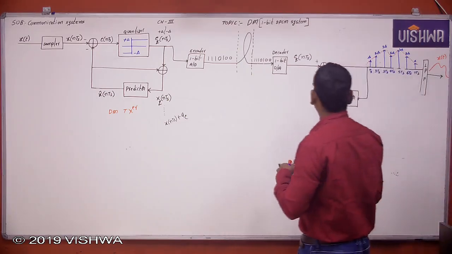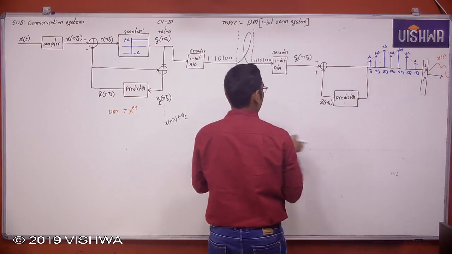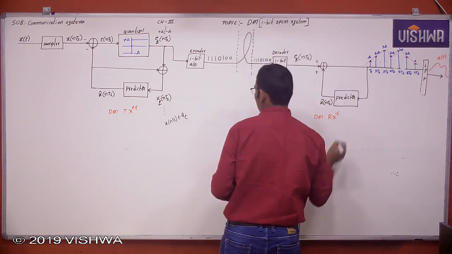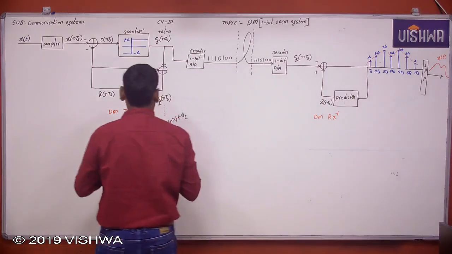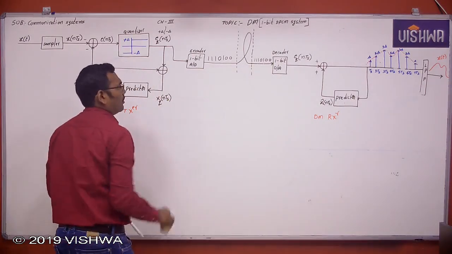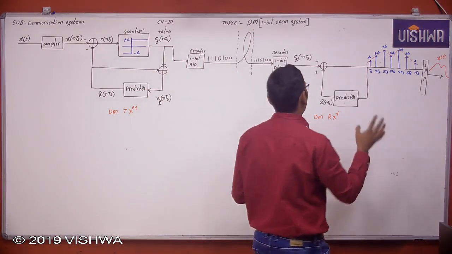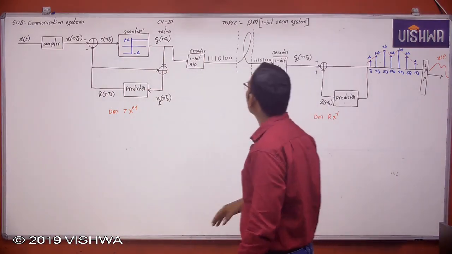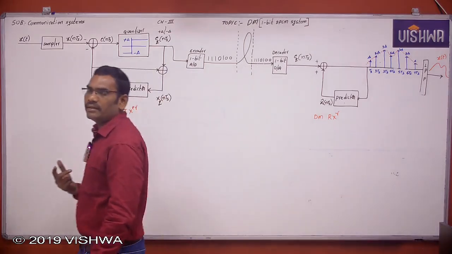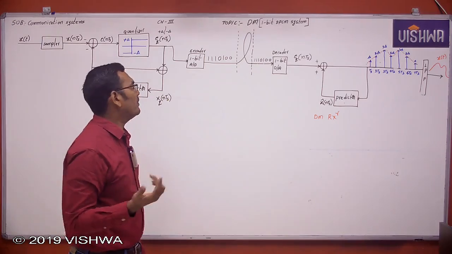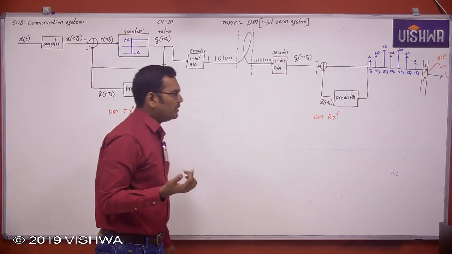This is the delta modulation receiver. This is the delta modulation transmitter. Clear or not? Here, only based on the two quantization levels, whether it is plus delta or minus delta. Now here the bit rate and bandwidth are decreased, and what are the other problems we are facing in delta modulation also? We will see. First you note this.